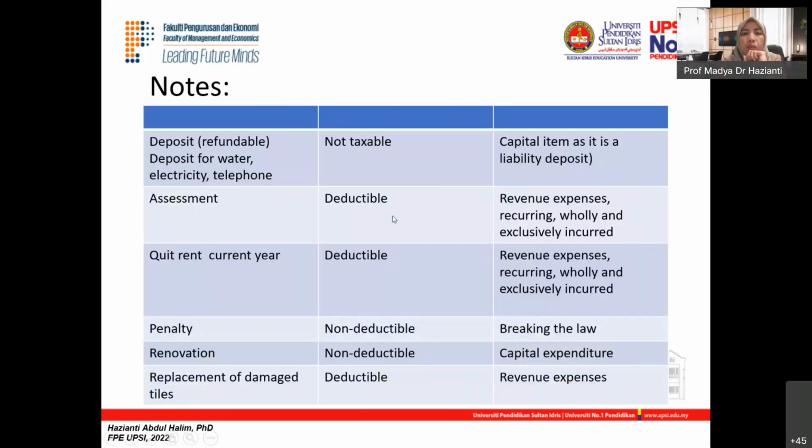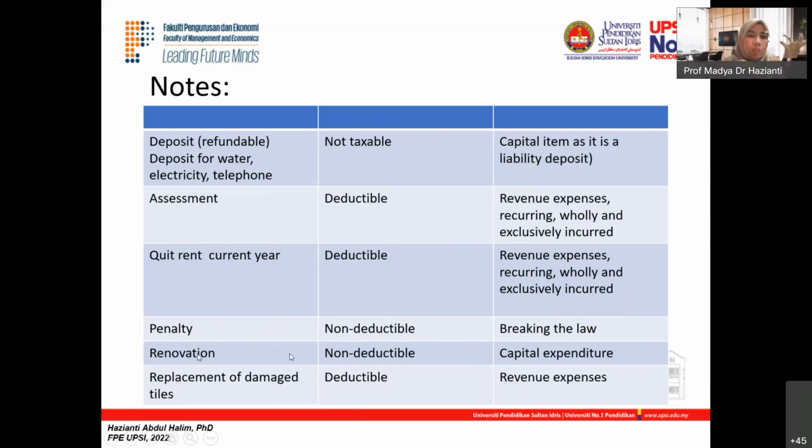So saya letak notes juga dekat sini apa yang boleh tolak, apa yang tak boleh tolak. For example, deposit refundable, not taxable sebab dapat balik kan. Deposit water, electricity bukan sebab dia dikira sebagai deposit and you can get back the money. Assessment deductible sebab dia revenue expenses. Quit rent hanya untuk current year. Penalty tak boleh tolak. You dah buat salah, lambat bayar cukai contohnya, you get a penalty and nak tolak pula untuk bayar cukai. Tak boleh breaking the law.